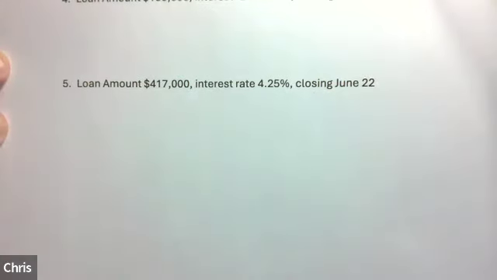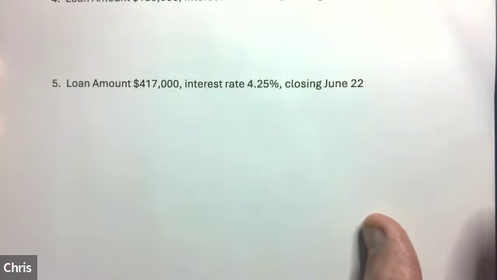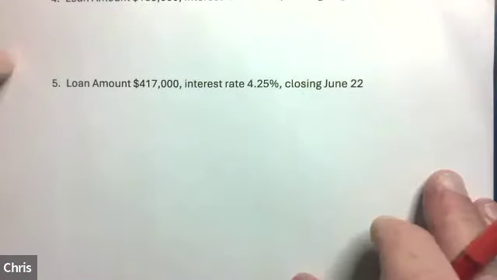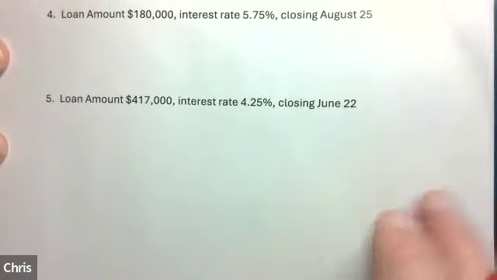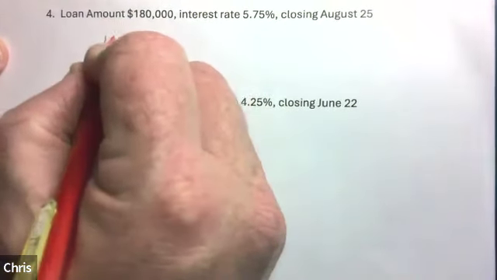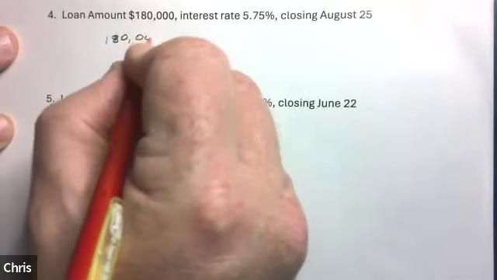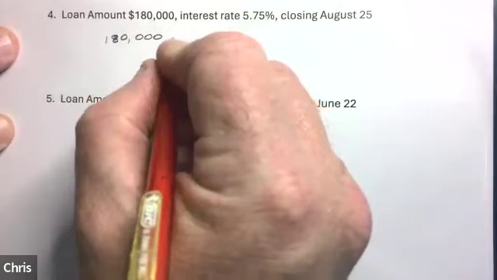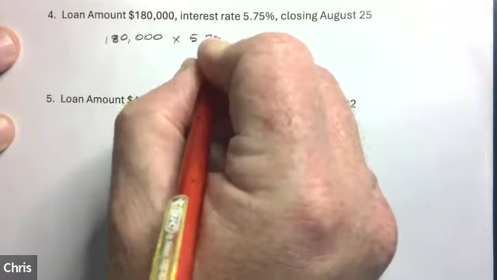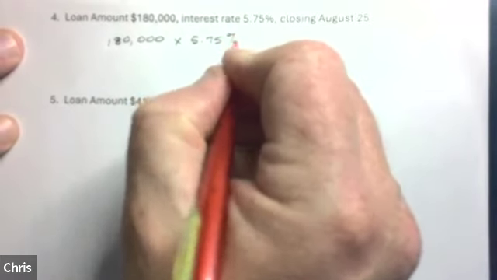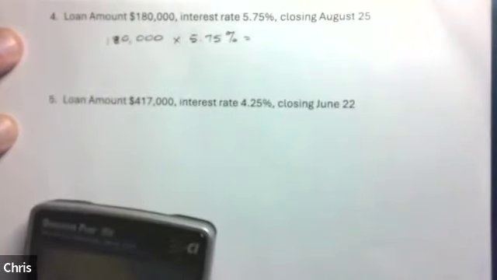A couple more practice problems here on interim interest. And again, hopefully by now it's starting to look familiar to you. So what's going on in this first one here? The loan amount of 180, another word for loan amount is principal. The interest formula says times rate, 5.75%. That number is going to equal, let me make sure I punch it into my calculator correctly.